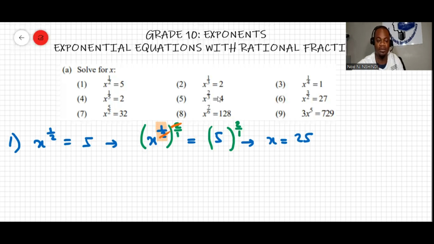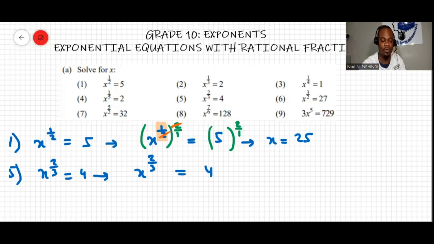Let's do question 5. Question 5 is x to the power of 2 over 3 equals 4. So we do a similar thing. We put this to the power of the inverse, which is 3 over 2. And instead of writing 4, I prefer to write 2 squared. So I'm going to raise it to the power of 3 over 2 also.